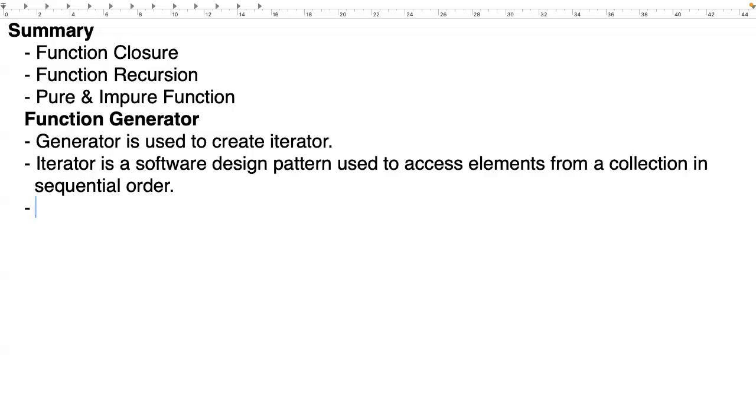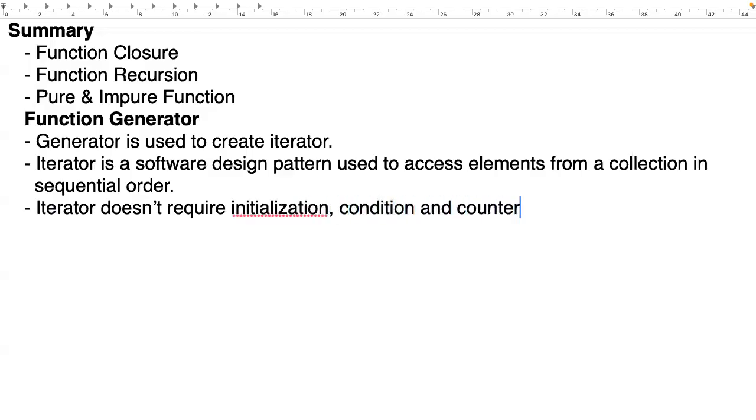Iterator is a design pattern. The difference between loop and iterator is that an iterator doesn't require initialization, condition, and counter. It doesn't require these three things. It handles all operations implicitly, internally. Where to start, when to stop, how to proceed, everything is internally controlled. We don't need to write anything.